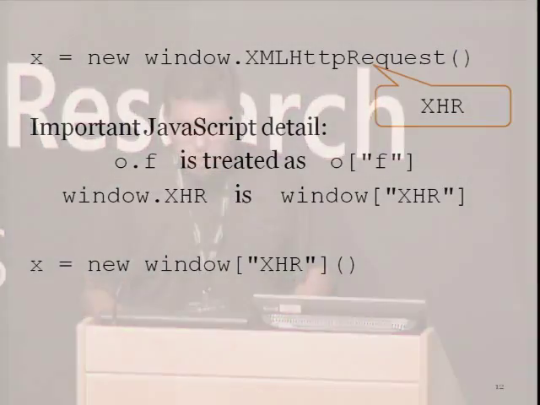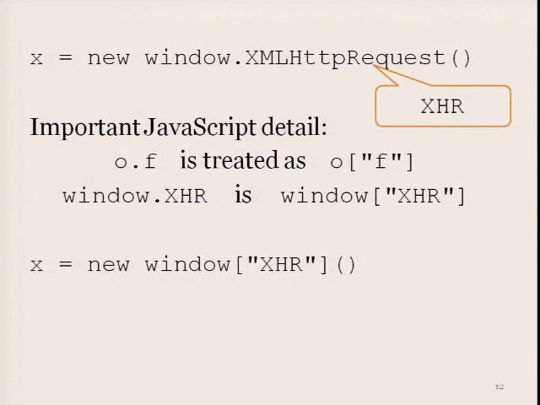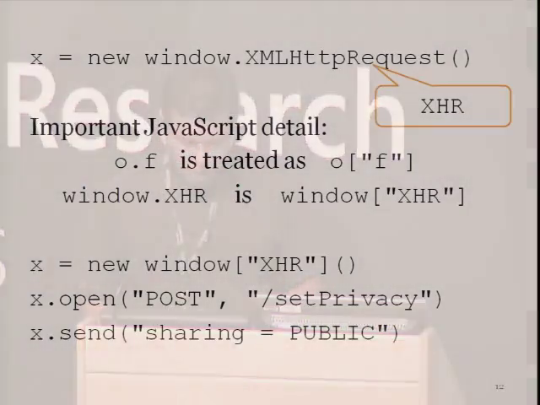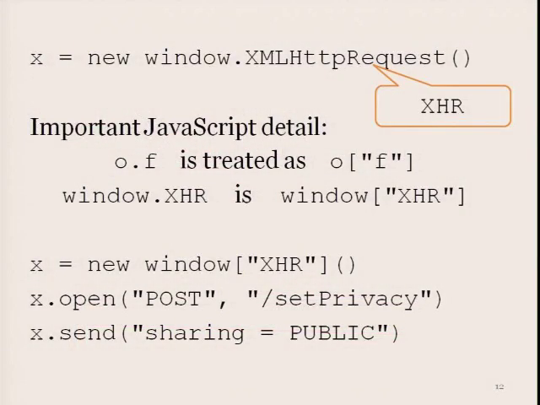So when I say window.xhr, what I'm really operating on is I'm calling window of this string. So here's the kind of thing that this malicious code could do. It could create one of these objects, and if it happens to know where some method resides on the server, it could actually invoke that method. So if it knew that the privacy settings are behind the URL set privacy, it could send a message there and change your privacy settings.